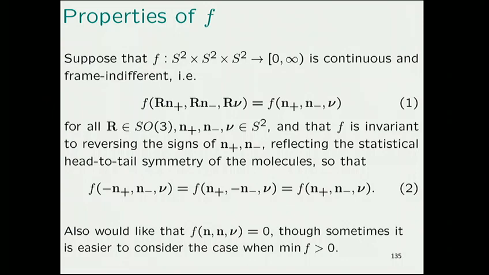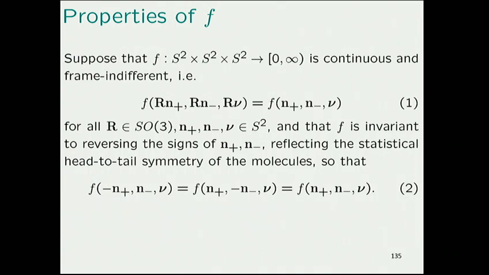So we want it to be defined on unit vectors cross unit vectors cross unit vectors, because two values of N are normal. We'll make it be non-negative, continuous, frame indifferent. So if I pre-multiply by rotations R, it doesn't change F. And also we'd like it to be invariant to reversing the signs of N plus and N minus. So that's the usual thing about head-to-tail symmetry of the molecules. And so that we have this set of conditions.